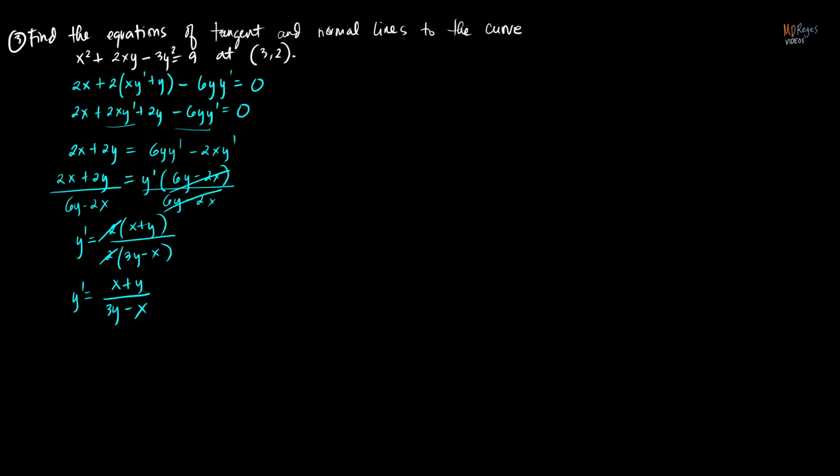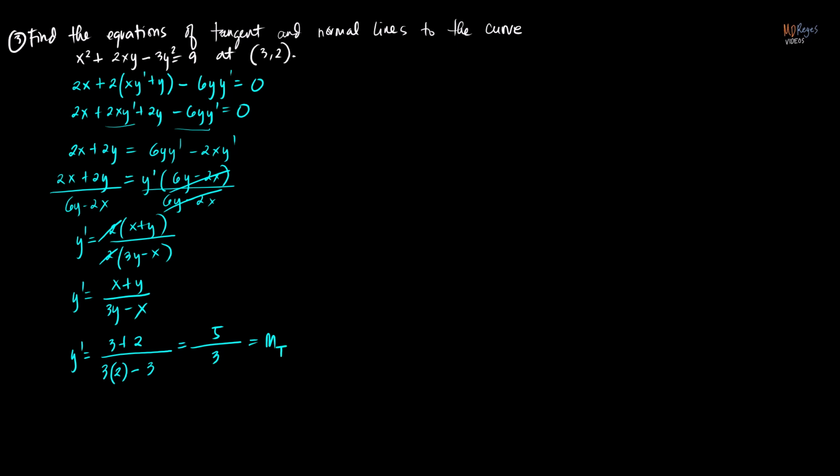Now if we substitute the x and y coordinates of the given point, which is the point of tangency, we'll have the value of y prime at that specific point, and that would be the slope of the tangent line to the curve. So y prime at x equals 3 and y equals 2 is 5 over 3 times y, where y is 2, minus x, where x is 3. So it's equal to 5 over 3 times 2 is 6 minus 3, so 3. So 5/3 is the slope of the tangent line.